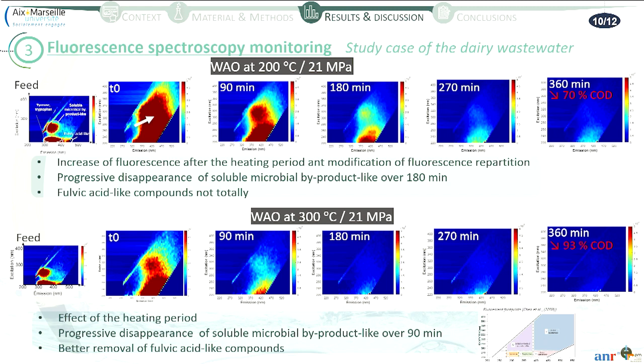Now, if we treat the same wastewaters at higher temperature, so 300 degrees Celsius, we can see that we still have this increase of fluorescence after the heating period, though it's lower than the one we had at 200 degrees Celsius. We still have the disappearance of the microbial byproduct-like compounds, though it's over a shorter amount of time. Here it's during 90 minutes. And we can see here that we have a very good removal of the fulvic acid-like compounds over a long oxidation duration that corresponds to a 93% decrease of the COD.